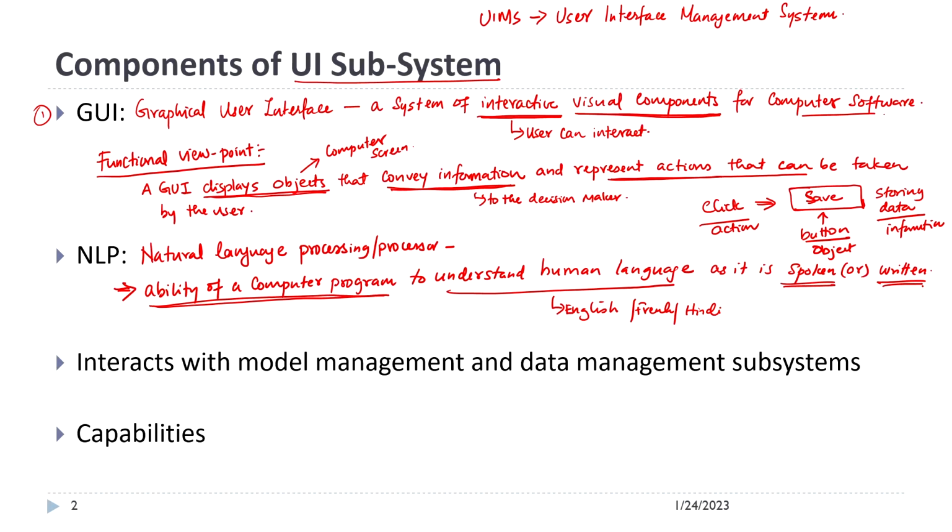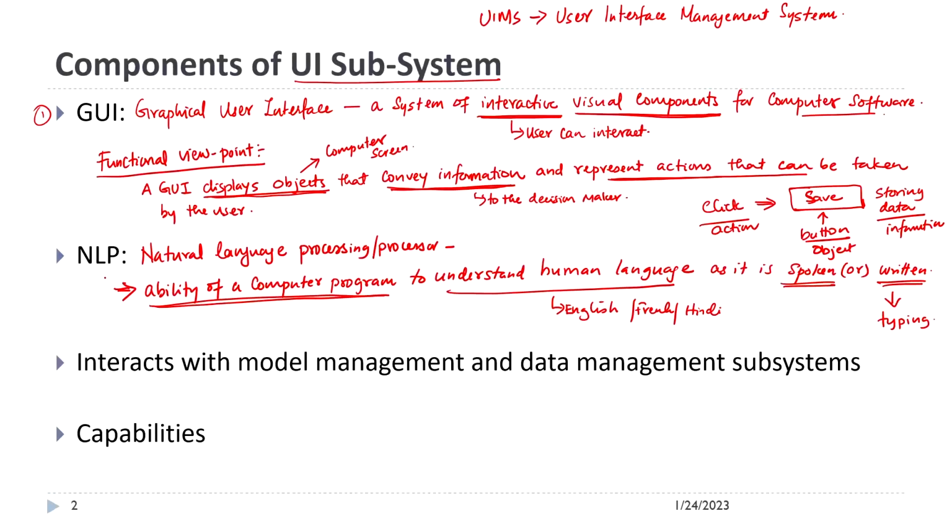So, write it, or in a way you can also think about writing it as typing it, using a keyboard or something like that. So, natural language processing gives the computer the capability to translate human language, understand it and translate it into computer instructions or computer language. We can call it a programming language, whatever you want to call it. So, one component is the GUI, the second component is the NLP.